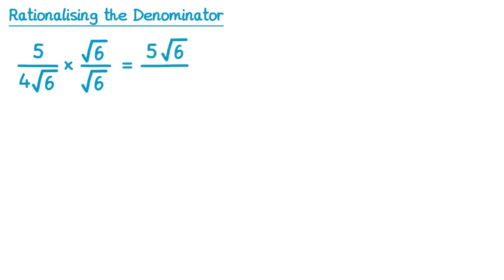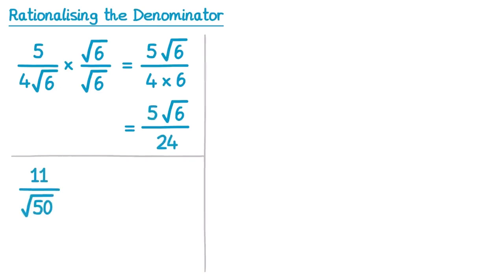Then on the bottom, multiplying root 6 by root 6 will give us 6, but we also have this 4 here, so on the bottom we've got 4 times 6. So if we keep the top as 5 root 6, on the bottom 4 times 6 is 24. At this point we check these two numbers to see if we can simplify, and this one we actually can't, since there's no common factors apart from 1, so we'll leave it as 5 root 6 over 24.